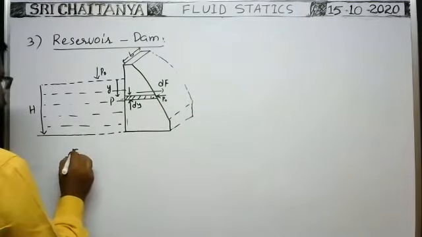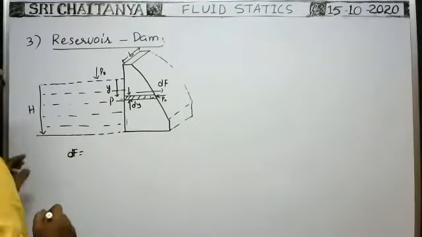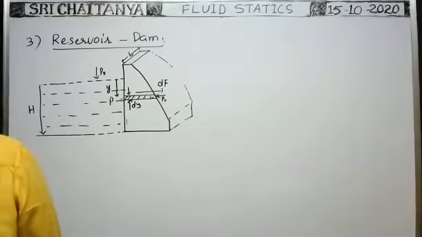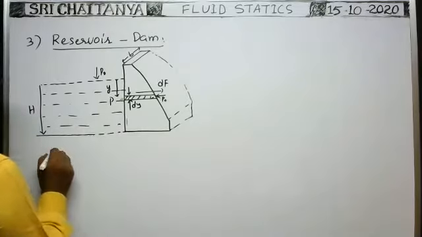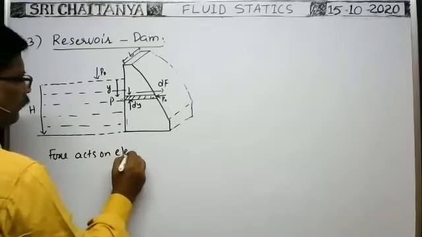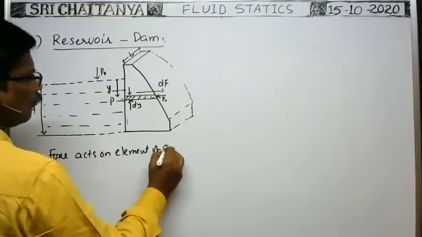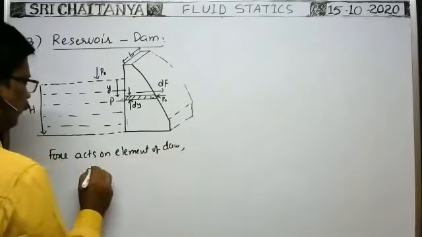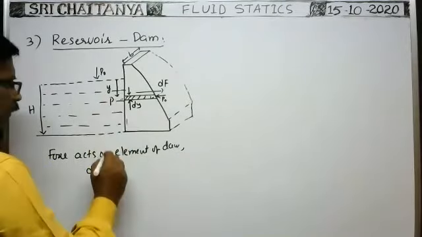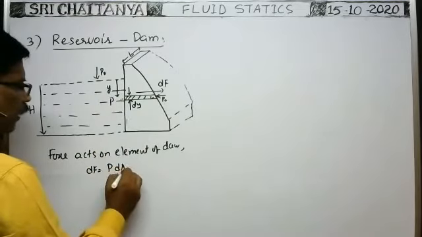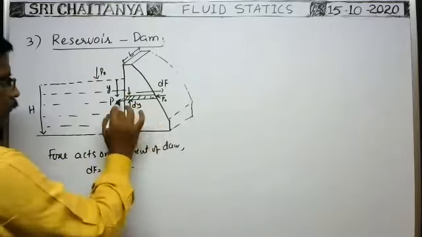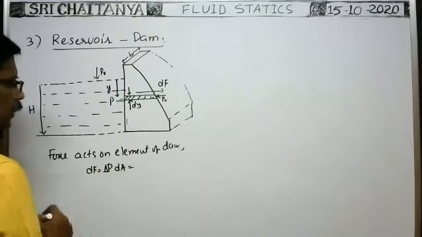What is the formula? dF is equal to force acts on the element of the dam, dF is equal to pressure into area of the element considered. Pressure means pressure difference across them, delta P, right?